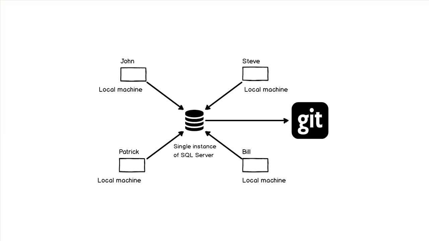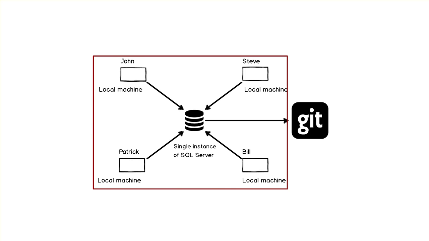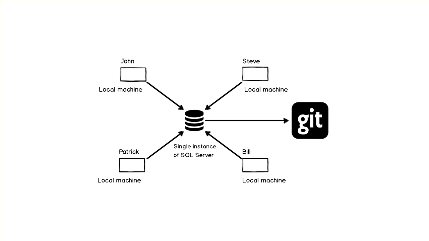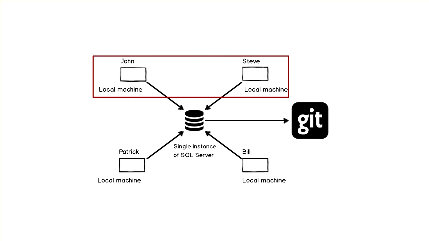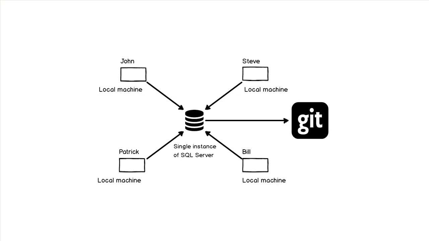When working in the shared model, it is essential that the entire team is aware of any changes made against a database in real time. This prevents two or more developers from working on the same object, which could result in a change made by one developer being overridden by another.